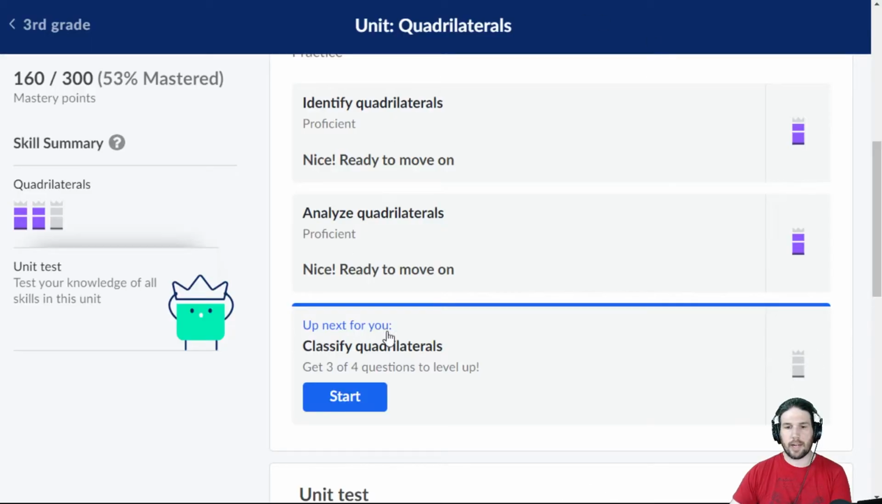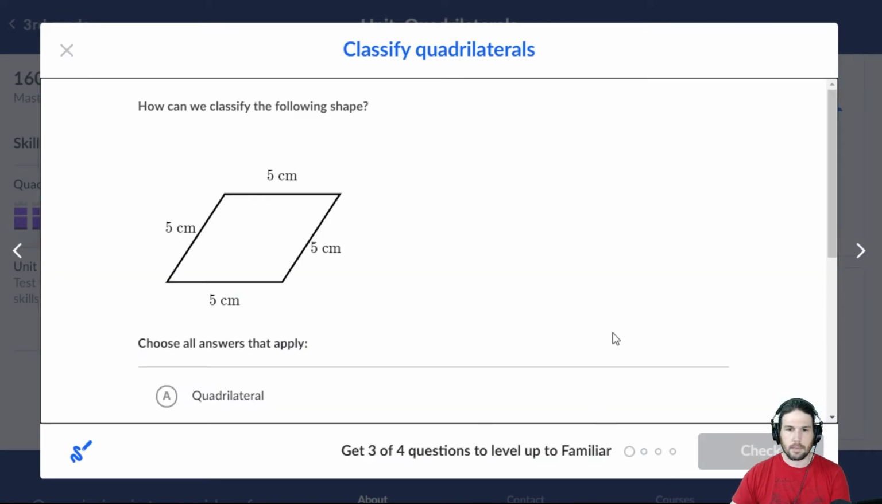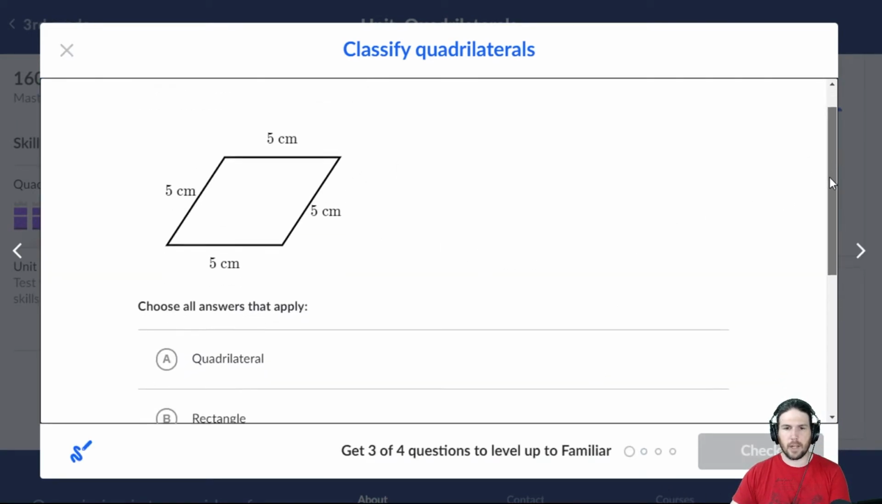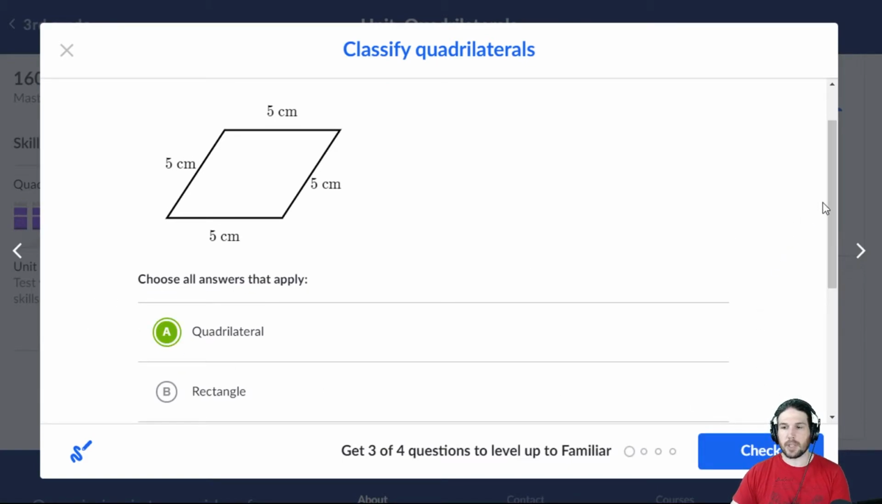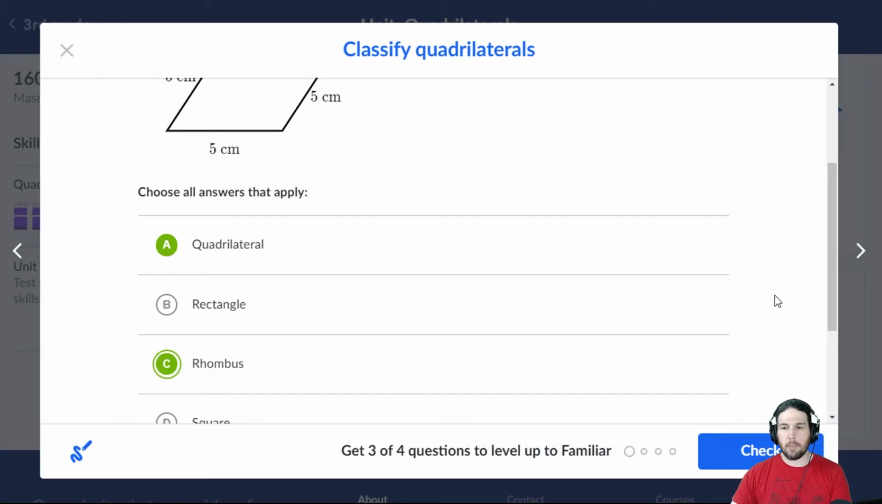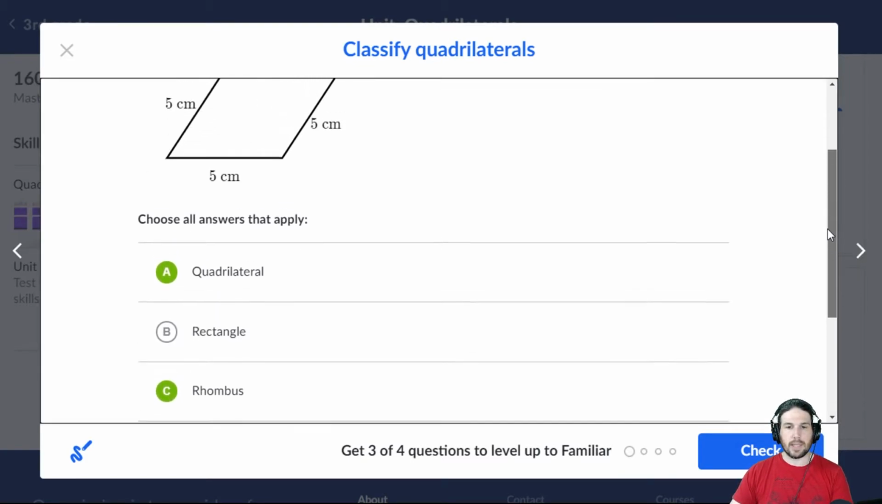That's analyzing quadrilaterals. This is going very quickly. Let's classify quadrilaterals. How can we classify the following shape? It is indeed a quadrilateral because it has 4 sides. It is also a rhombus because all of the sides are equal. All of the sides are of equal length.